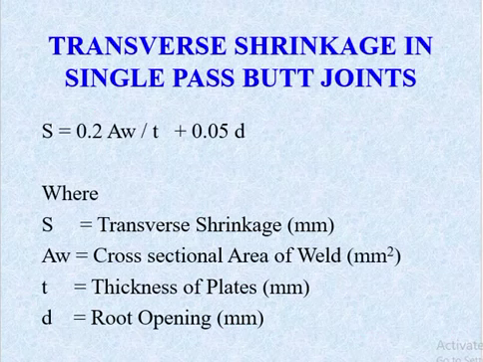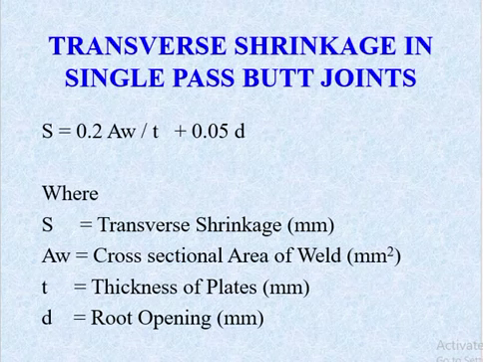Transverse shrinkage in single pass butt joint. This is the longitudinal shrinkage formula: S equals 0.2 Aw divided by T plus 0.05 d, where S is the transverse shrinkage, Aw means the cross-sectional area of the weld, T means the thickness of the plate, and d is the root opening in mm. So you can get this formula for the transverse shrinkage.